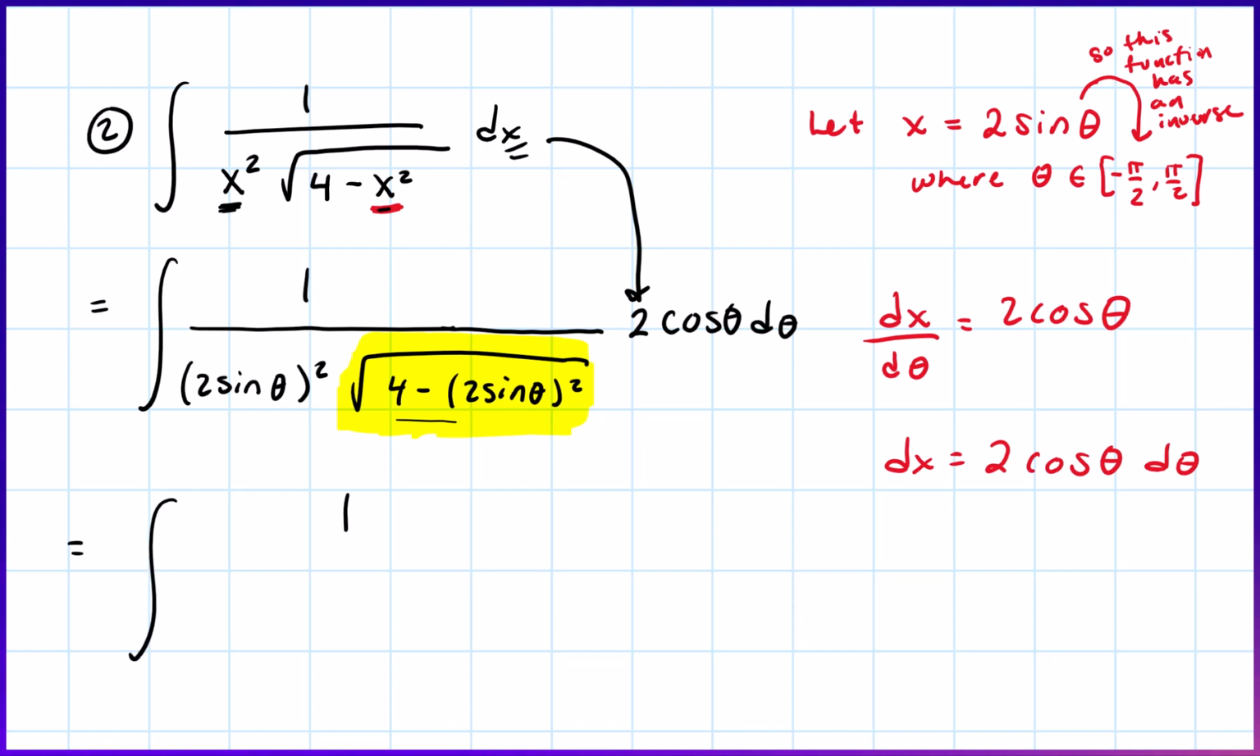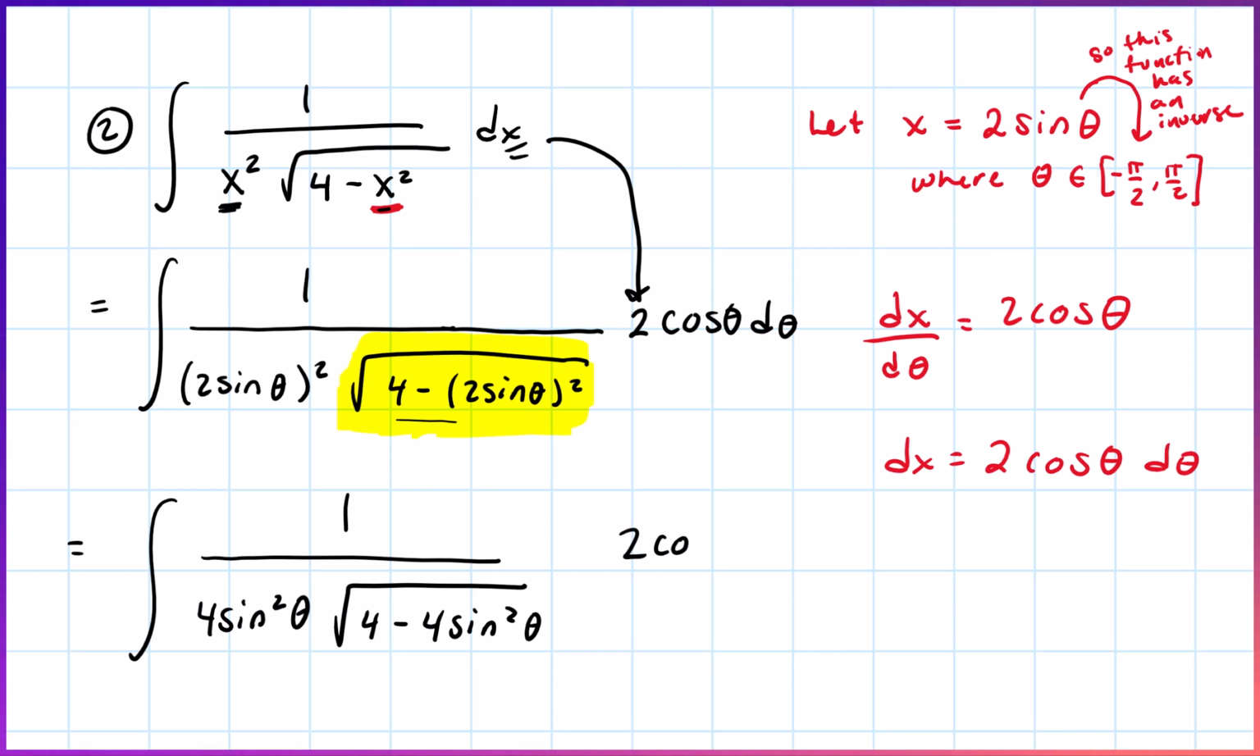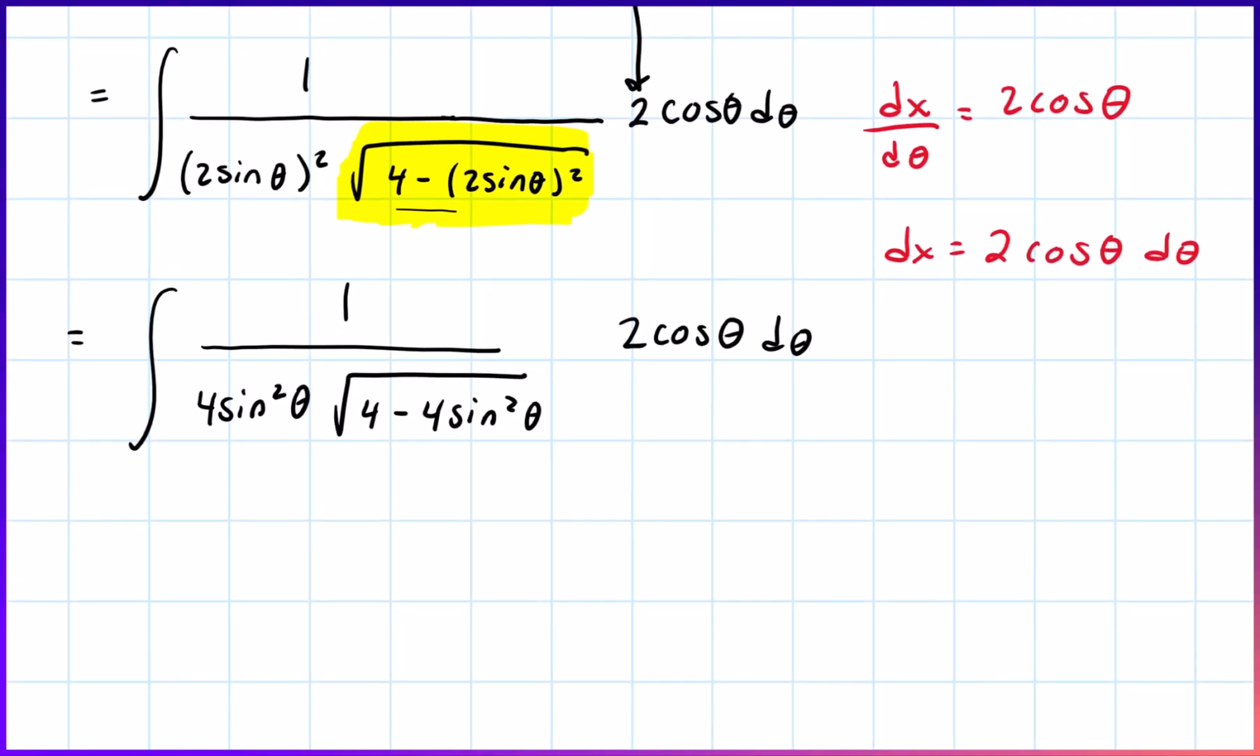So this becomes 1 over 4 sine squared of theta. This square root becomes 4 minus 4 sine squared of theta. We still have the 2 cosine of theta right there, d theta. And notice right here in that 4 minus 4 sine squared of theta, we factor out the common factor of 4, 1 minus the sine squared of theta.